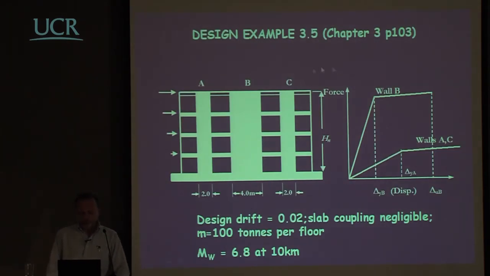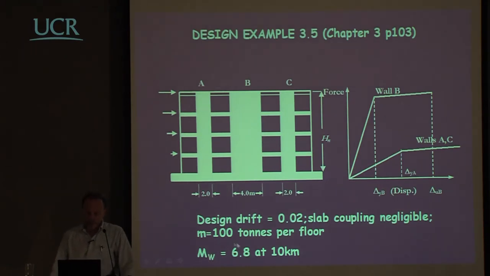I will show an example. Actually, I'll show you the example right now. Suppose that you take three walls, and suppose that the design drift will control at 2%. Suppose that the slab coupling is negligible. I'm doing that because the coupling will be discussed later on. I mean, coupling of the walls due to the floors or due to coupling beams. And suppose a certain value of the mass per floor, and a certain earthquake, for example, a 6.8 magnitude at 10 kilometers.